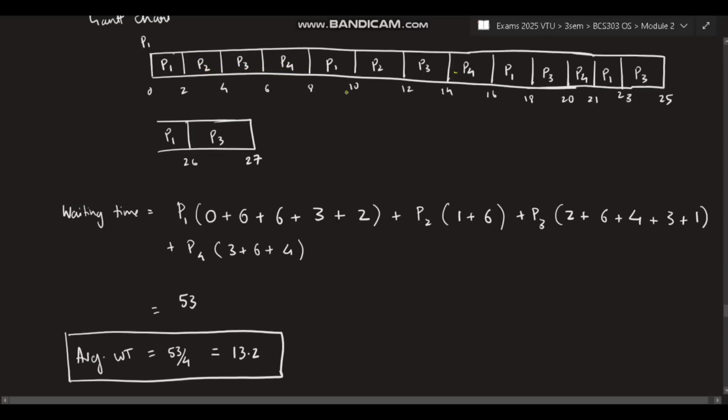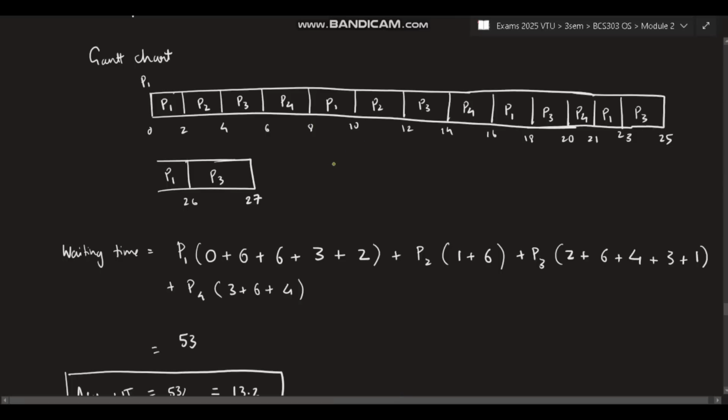Now understand. When did P1 come? P1 came at 0 seconds, and it started executing also. So initially P1's waiting time is 0. Next, P1 stopped here. When did P1 resume? P1 resumed at 8. It had stopped at 2. So this is 8 minus 2, 6.